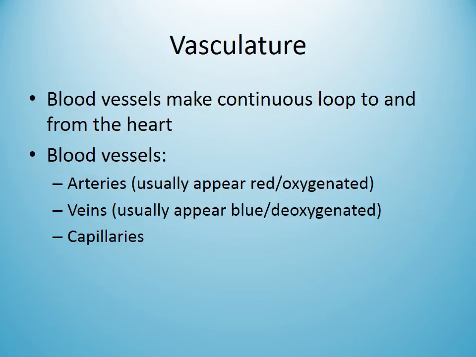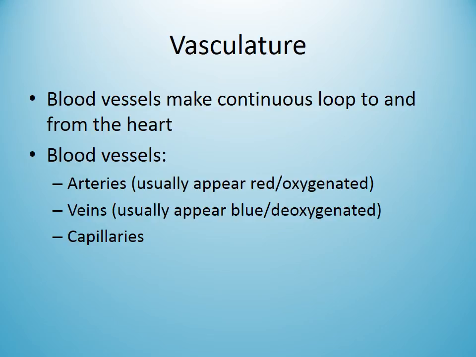Vasculature, we've already talked about this. Blood vessels make a continuous loop to and from the heart. We talked about arteries, which usually appear red because it's oxygenated, and arteries are leaving the heart. And then we have veins, which usually appear blue because they have deoxygenated blood, and veins go towards the heart. Now, typically they appear red and blue, but you have to understand that some arteries, even though they're leaving the heart, do contain deoxygenated blood, so it may still be depicted as blue.